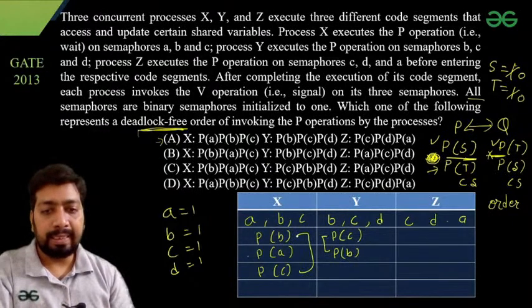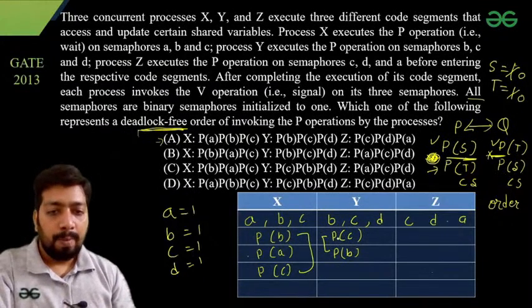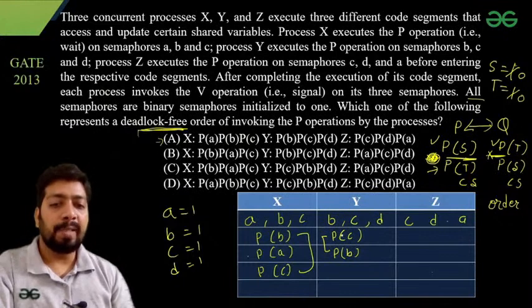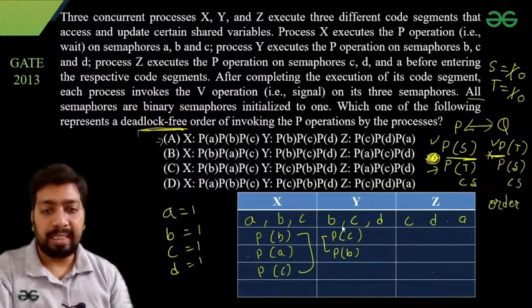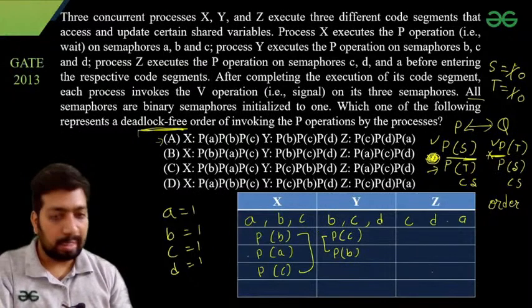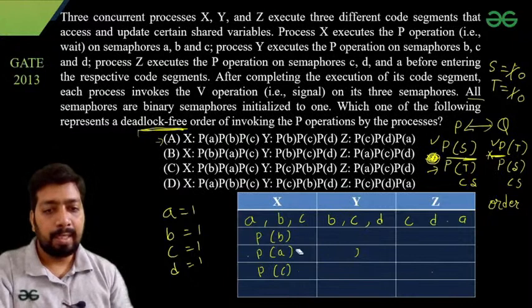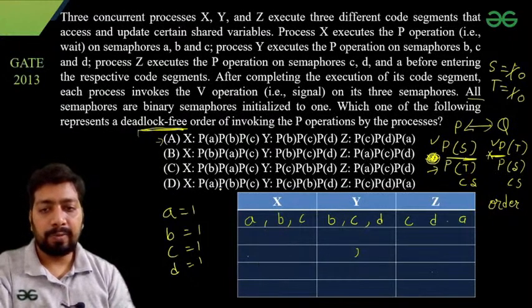So order is changed. You can see in X, wait operation on B performed first, then wait operation performed on C. But in Y, wait operation performed on C first, then it is performed on B. So order is changed. So C cannot be correct. C is incorrect answer. C will provide the deadlock. And let's check the last one.